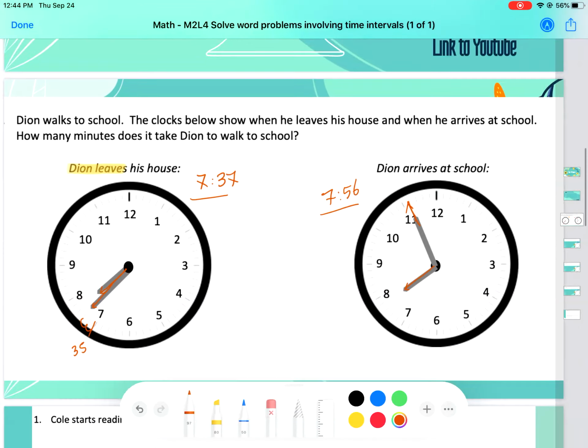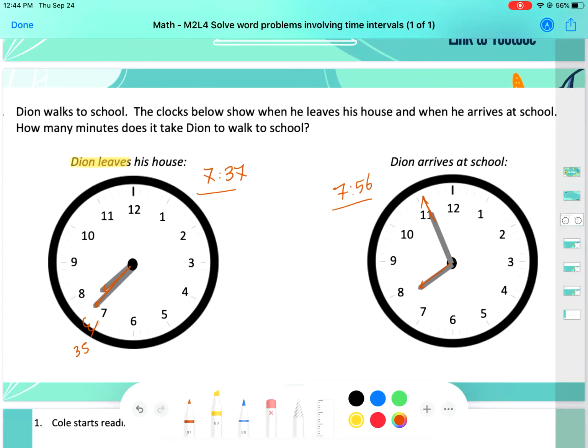The first way is by just looking at the clock. So this is when he arrives. I'm going to mark it here on my first clock, and I'm going to count how long it took him to walk to school. The first way is by counting those slots one by one. Or we can actually put the two times like this, and then subtract the small number from the big number.